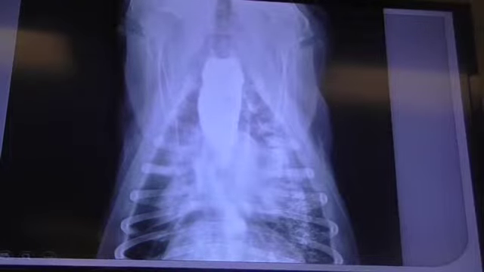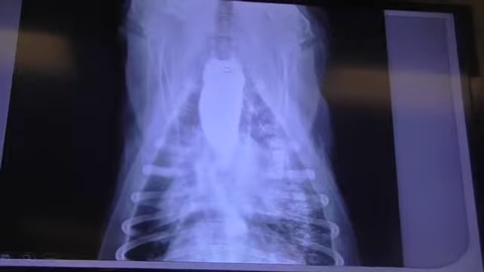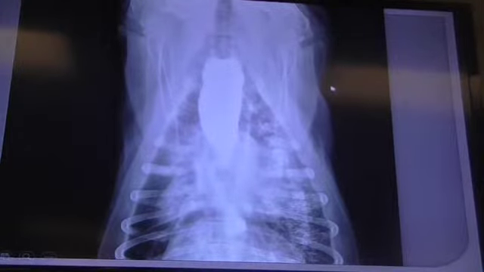All right, so what's this? Is that contrast? Okay, so radiopacity, if I had to give it an opacity, a mineral opacity. I wouldn't call this an alveolar pattern. No, I wouldn't call it that either. Bronchial.